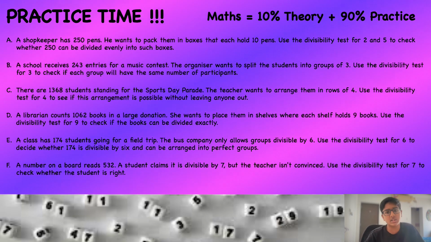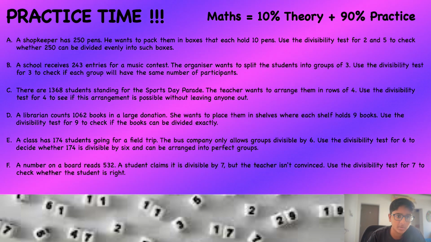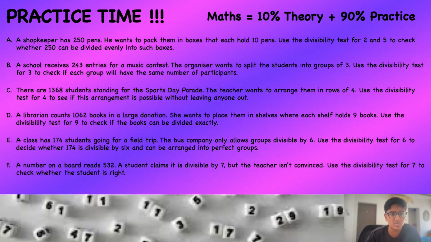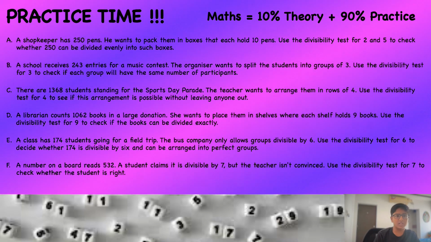Now 1062, and each shelf holds 9 books. 1 plus 6, 7. 7 plus 2, 9. 9 divided by 9 is 1. It can be divisible. So yes, the books can be divided exactly. It passed the divisibility test for 9.